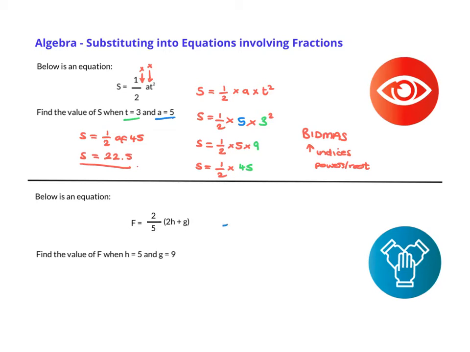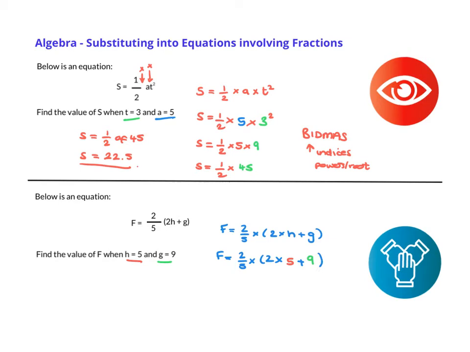Again, the first thing that I'm going to do is rewrite that formula with just a little bit more context. So f is equal to 2 over 5 multiplied by 2 lots, or 2 times h plus g. I can now substitute my values in. So 2/5 times by 2 lots of h, in this case, was equal to 5, so I can write times 5, and then I'm adding on to that g, in this case g was equal to 9.